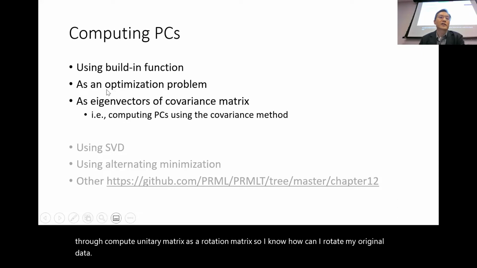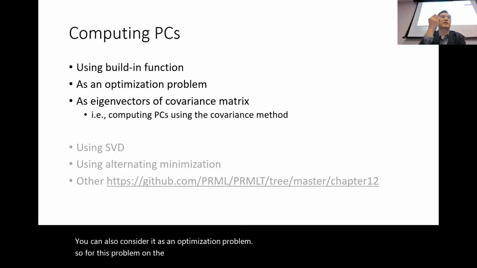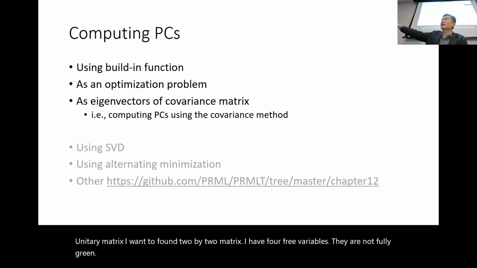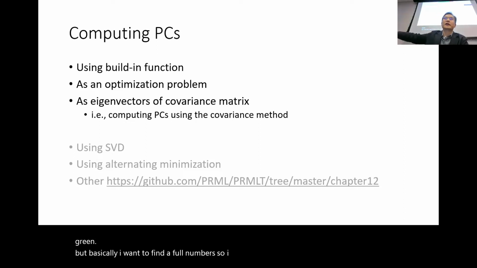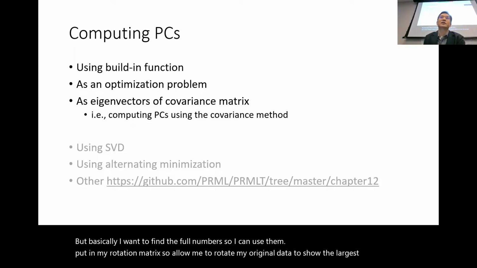You can also consider it as an optimization problem. So for this problem on the whiteboard, I was given a unitary matrix. I want to find a 2 by 2 matrix. So I have 4 free variables. Actually, they are not fully free, but basically, I want to find 4 numbers. So I can put them in my rotation matrix, allowing me to rotate my original data to show the largest variability among data points.